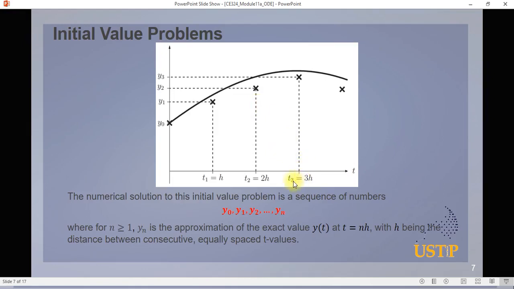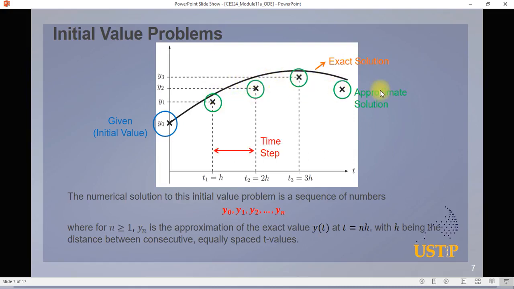Next, we solve for t3, which is equal to 3h, so we just add another h. Then we solve for y3, and so on and so forth, y4, y5, until the desired value. This graph is the exact solution. Given the initial value y sub 0, these are the approximate solutions based on the steps. We have these time steps, which are equal to h.